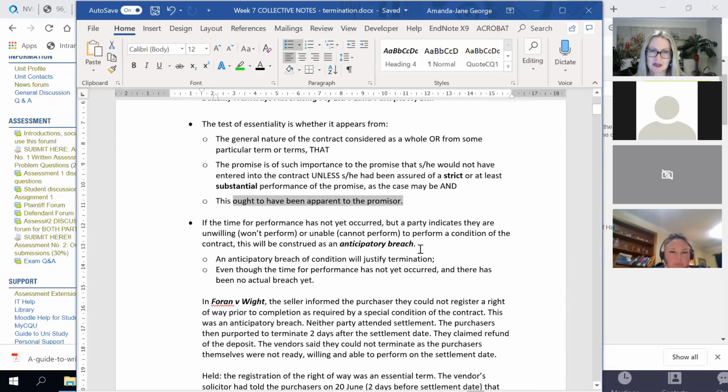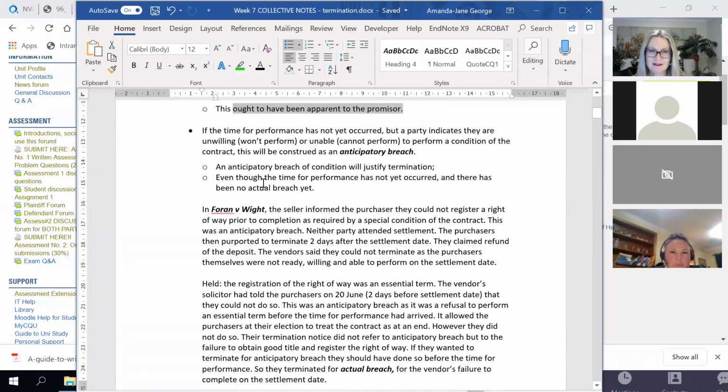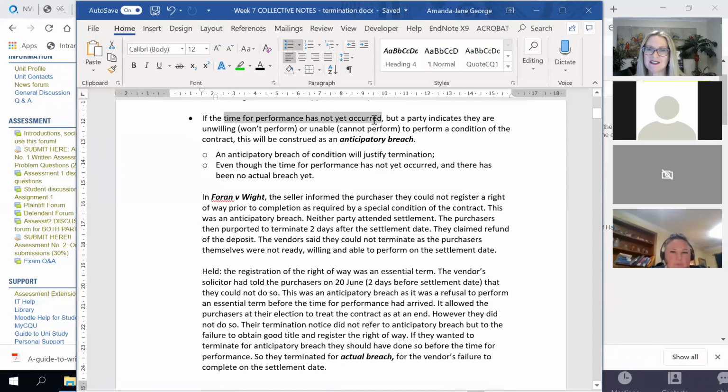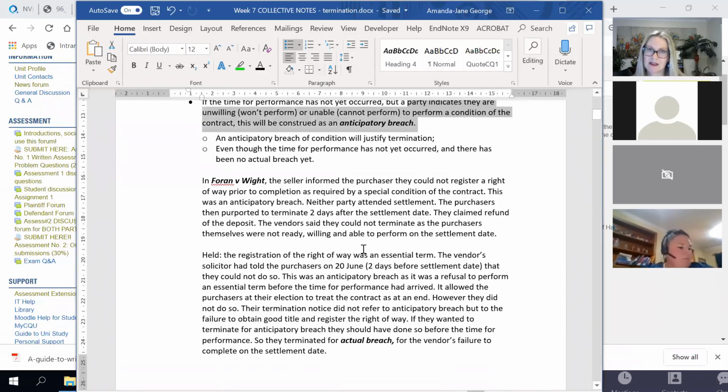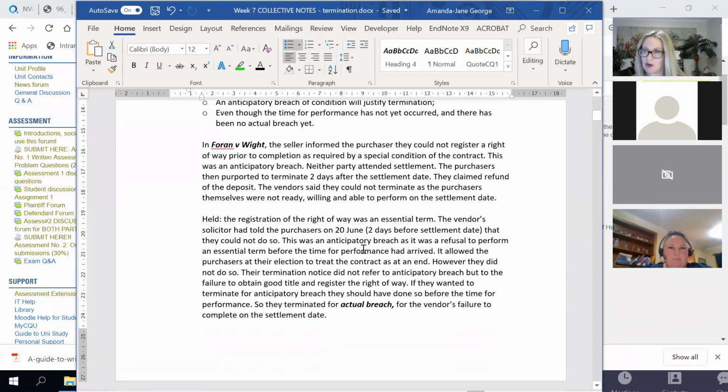So in terms of termination, the test of essentiality we've done. If the time for performance hasn't yet occurred, but a party indicates that they are unwilling or unable to perform, we call that an anticipatory breach. Okay, anticipatory breach. That can happen in a number of ways, and we will explore those in just a moment.